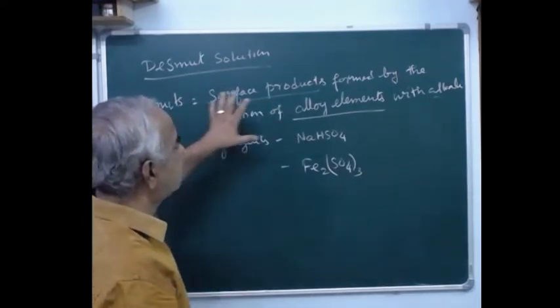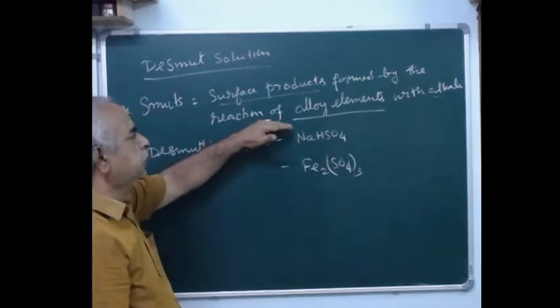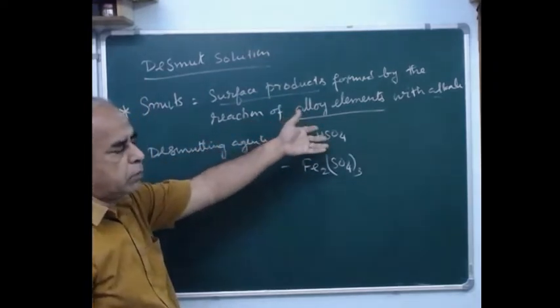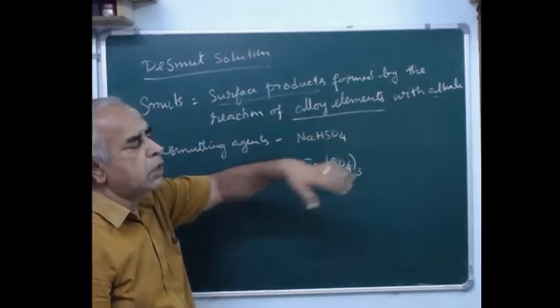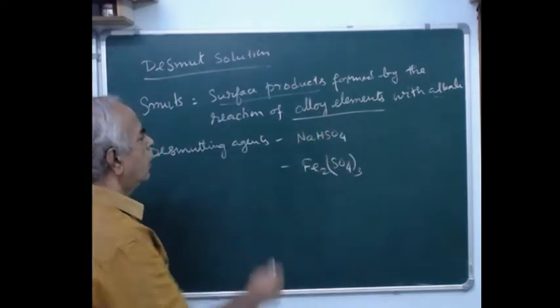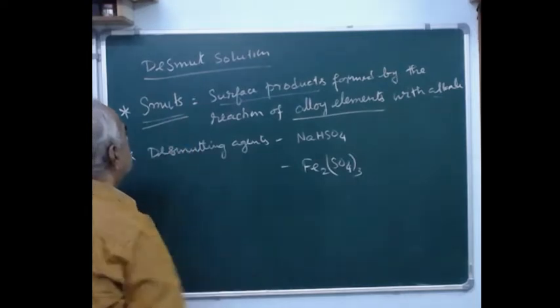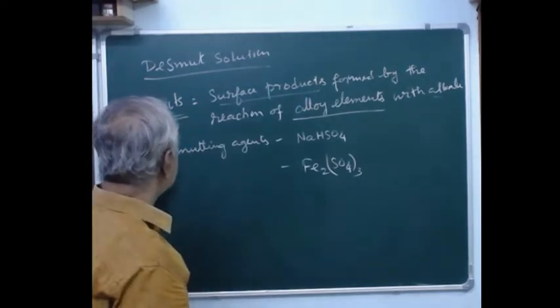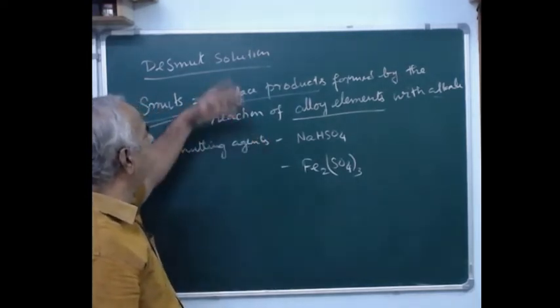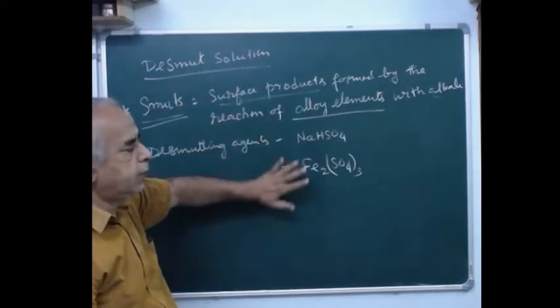They are the surface products formed by the reaction of, there may be some alloy elements, so that will react with the alkali, so that it may result in some deposition, and those deposits are called smuts. And these smuts should be cleaned after the alkaline degreasing.